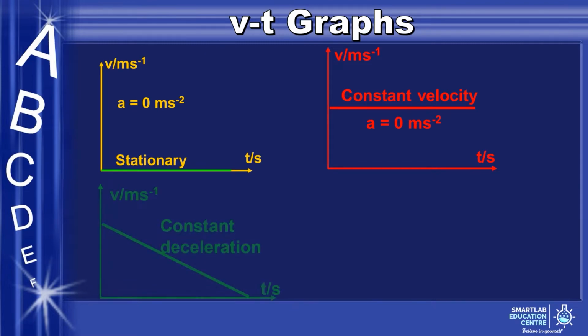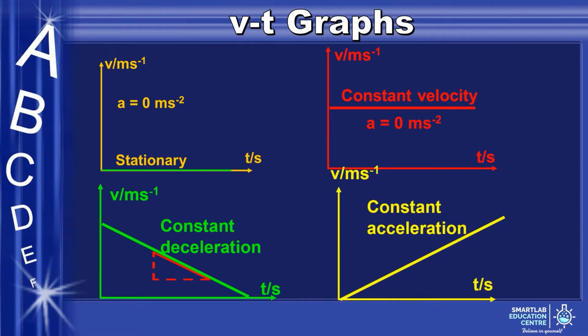An object in constant deceleration, where the gradient should be negative and constant with respect to time, suggesting that the graph is a downward slope. And an object in constant acceleration, where the gradient should be positive and constant with respect to time, suggesting that the graph is an upward slope.